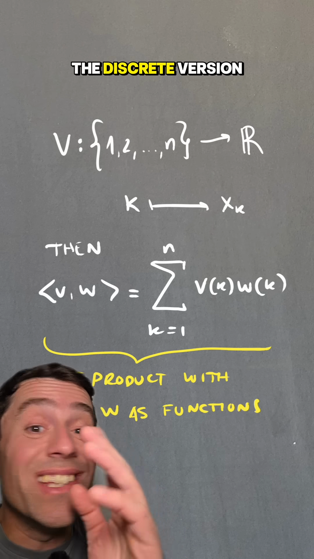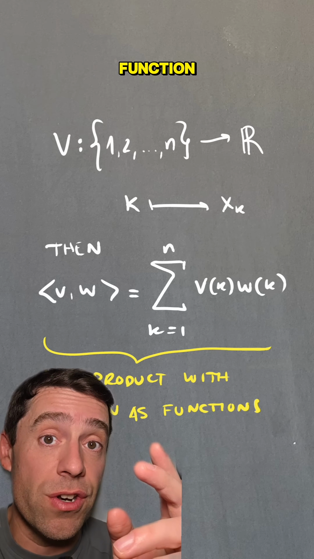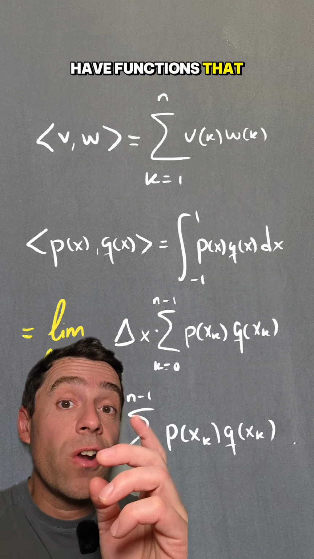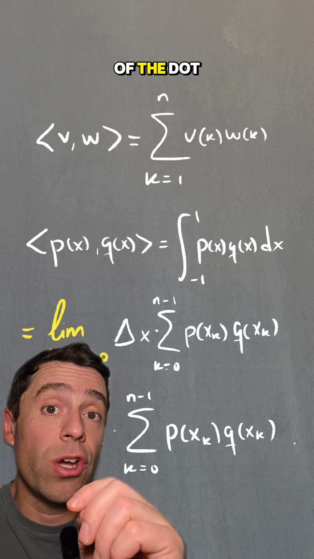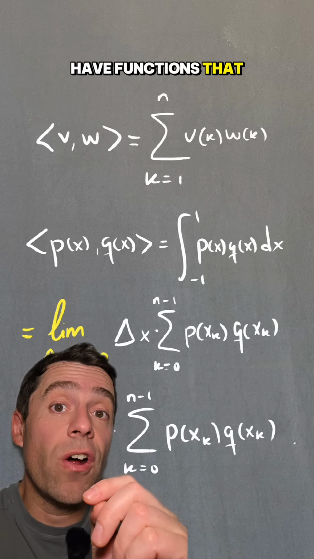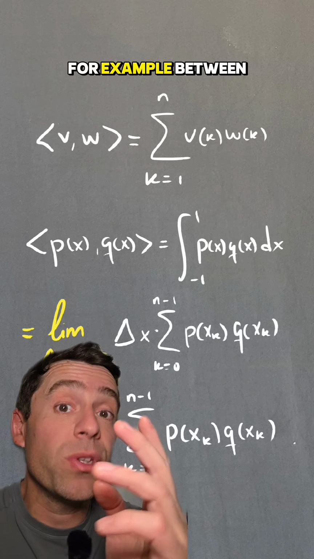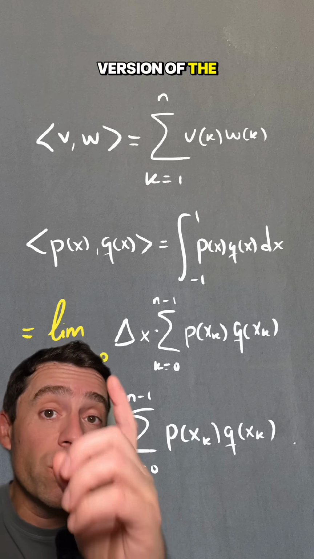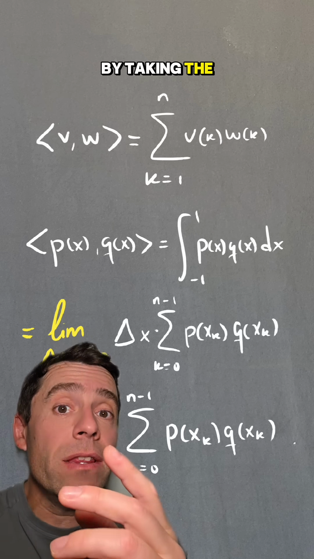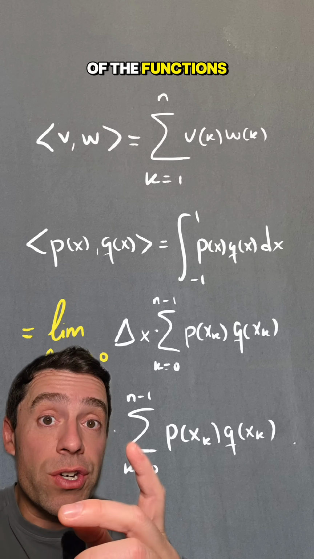So this is the discrete version of what we did before for a continuous function. If we have functions that are discrete or take finitely many values, we can do a discrete version of the dot product. And if we have functions that are continuous and take infinitely many values, for example, between -1 and 1, then we can do a continuous version of the dot product by taking the integral from -1 to 1 of the product of the values of the functions.